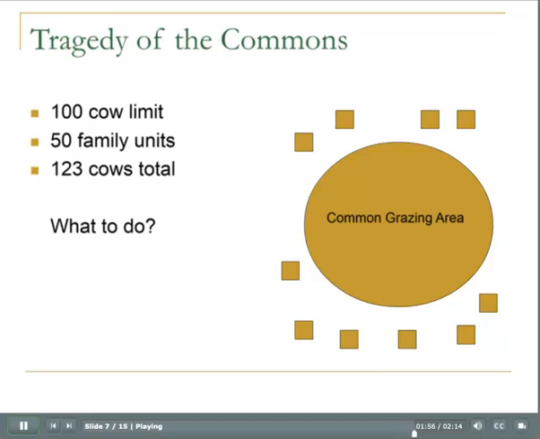Now, before advancing to the next slide, take a minute and think about what solution you might propose for how this community can protect its commons from overgrazing and thereby ensure that the commons area stays healthy for generations to come.